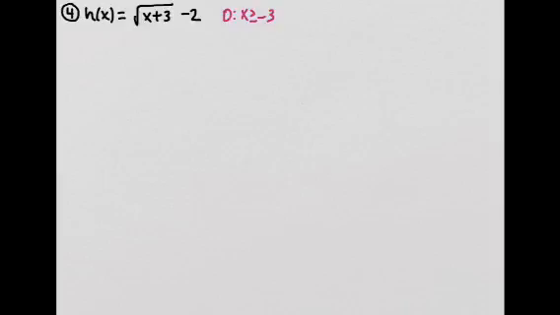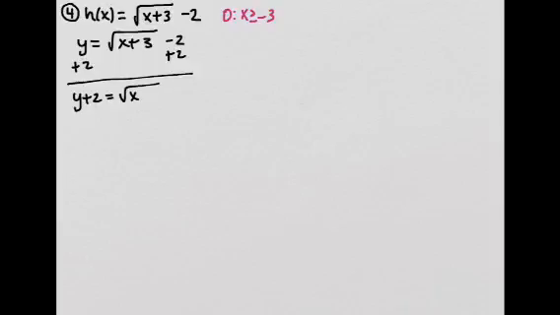So now, switch. y equals square root of x plus 3 minus 2. So I'm going to add 2 to both sides. So that's going to leave y plus 2 equals square root of x plus 3. I'm going to square both sides because I want to get rid of the radical. So square and square. And so now you have y plus 2 squared equals x plus 3. We're going to subtract the 3. And now x is by itself. Okay? So now you switch the x and the y.